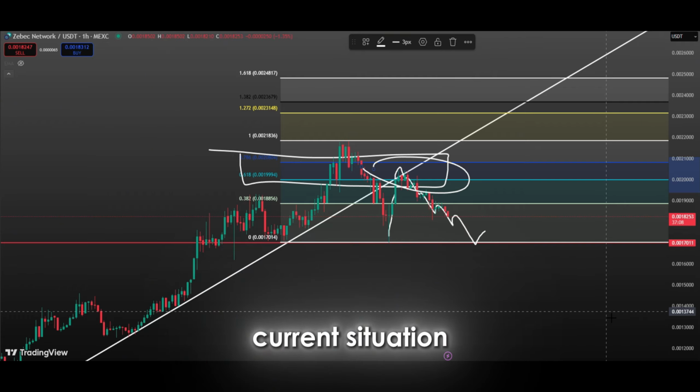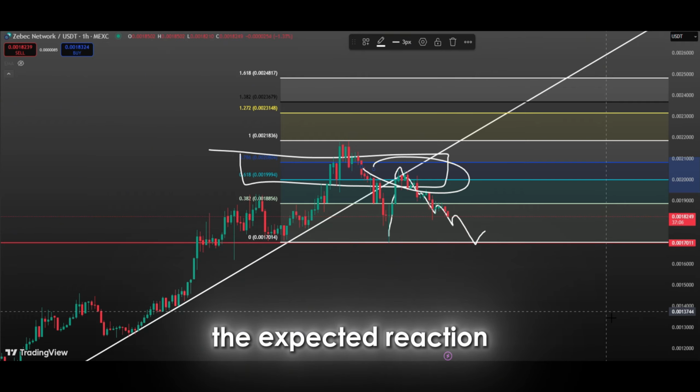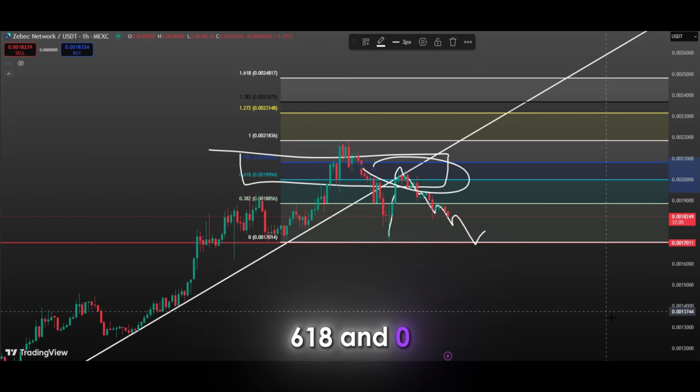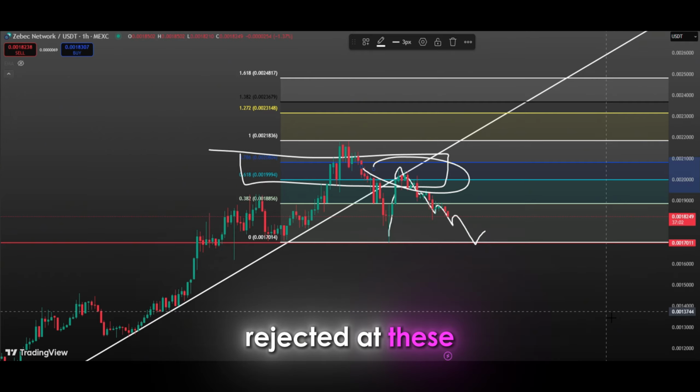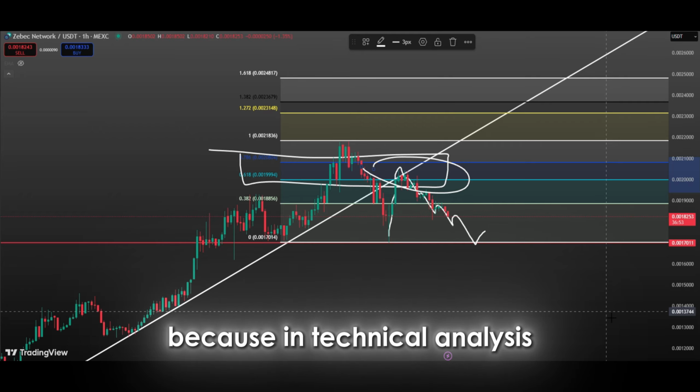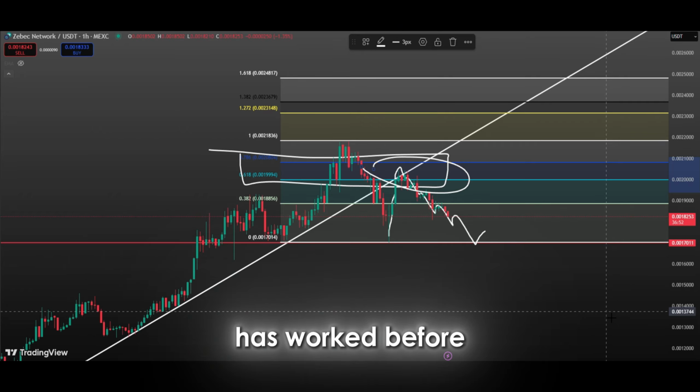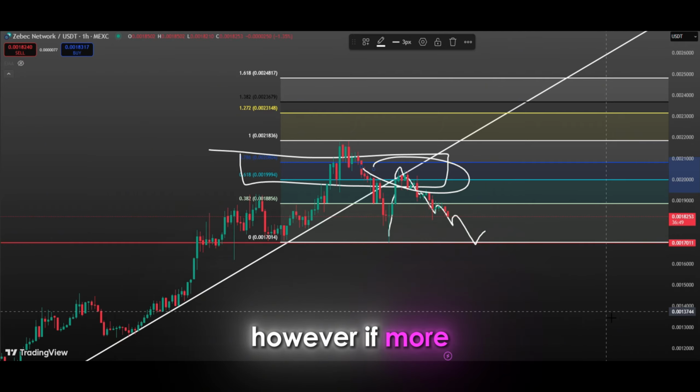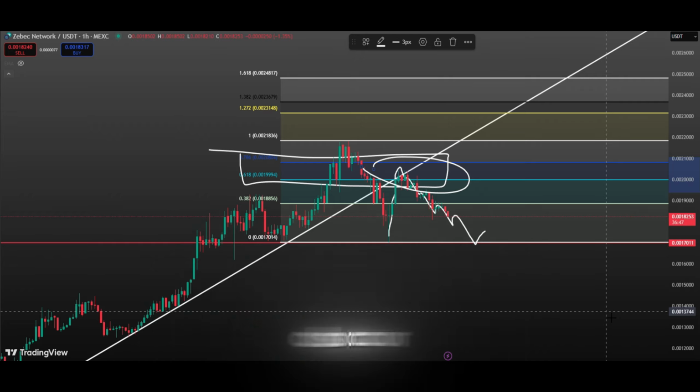However, in the current situation, the price seems to have gotten the expected reaction from these 0.618 and 0.786 levels. That is, the price was rejected at these two important resistance points and started a downside move. This tells us that the market has taken these levels seriously, and there has been intense selling pressure from these areas. If such areas are tested again in the future, investors should watch them carefully again. Because in technical analysis, if a level has worked before, it is possible that it will work the same way when it is tested again. However, if more buyers step in this time, a breakout may also occur.